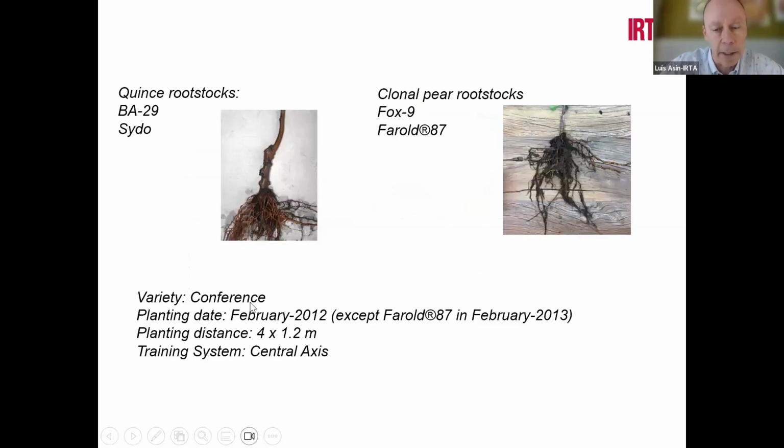In this case, the variety was Conference. The plantation was in February 2012. In the case of Farol 87, we planted one year later, consequently the comparison has to be made carefully. The planting distance is 4 by 1.2, and it was a central axis training system.